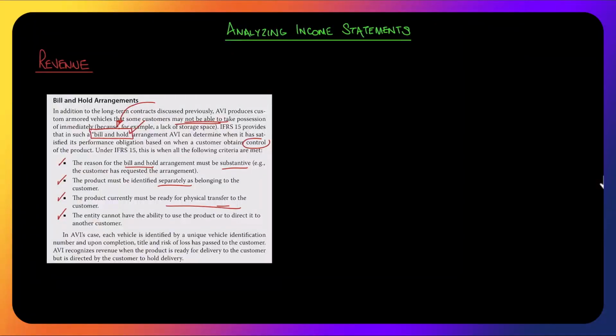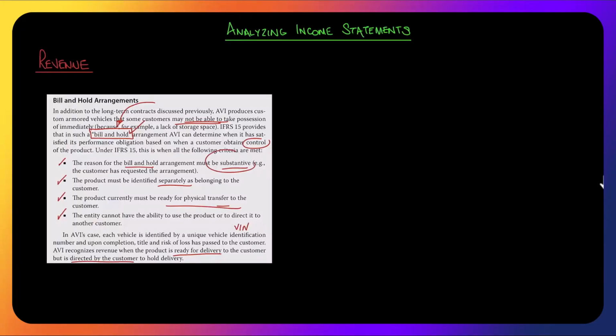In AVI's case, what goes on? Each vehicle is identified by a unique vehicle identification number, your VIN, and upon completion, title and risk of loss has passed to the customer. It's theirs. AVI recognizes revenue when the product is ready for delivery to the customer, but is directed by the customer. That was the key.